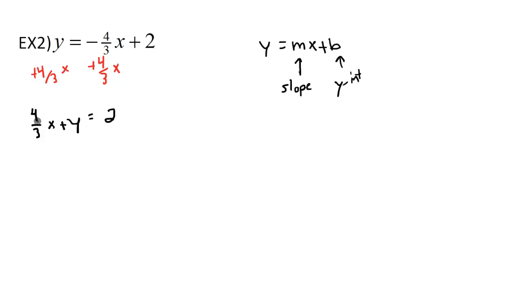So now our a value is 4 over 3, our b value is an invisible 1, that's in front of the y, and then our c value is 2, and you'd be able to pull all the information from that as well. So our slope was negative a over b, so it'll be negative 4 over 3 over our b value, which is just 1. So negative 4 over 3 over 1 is still negative 4 over 3, and that was our slope, which is what we saw up here.